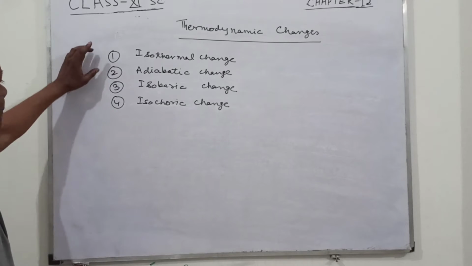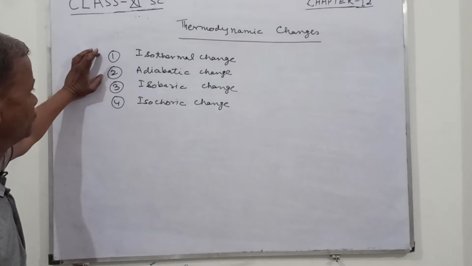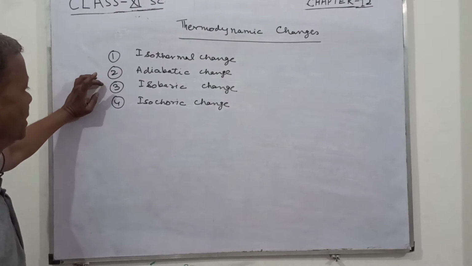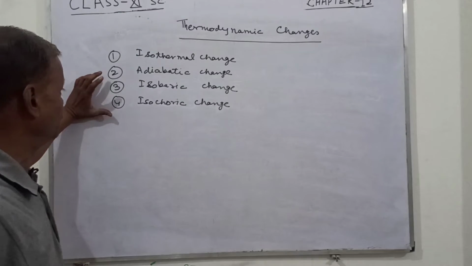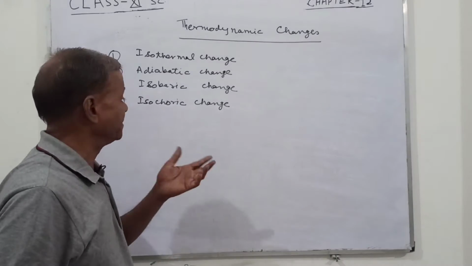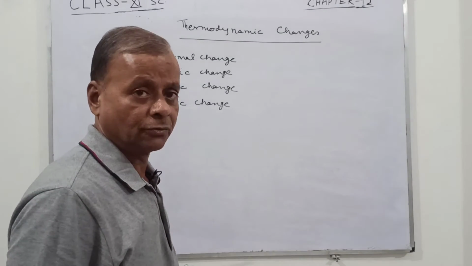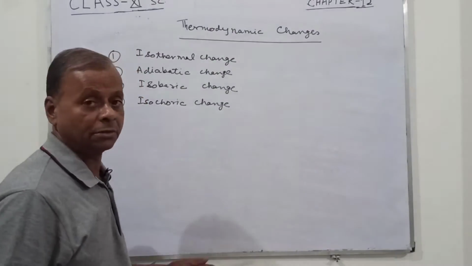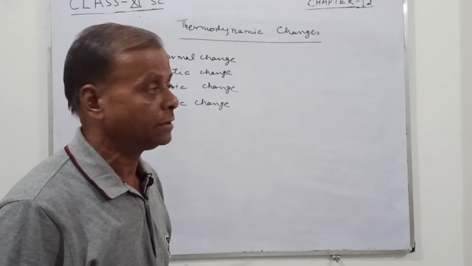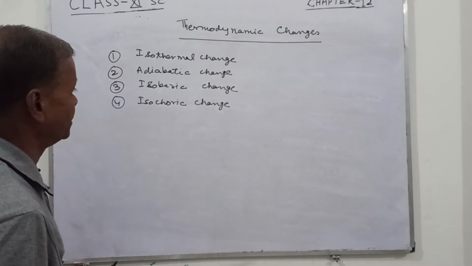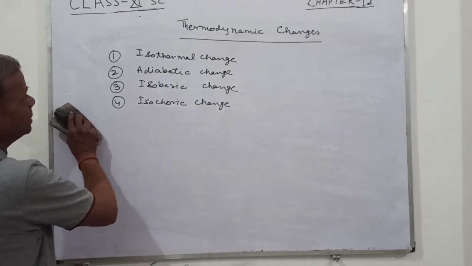These are the four. Basically, we have only the two, the isothermal and the adiabatic. The remaining isobaric and isochoric are the changes which are not to be taken here. So mostly we will take the two processes, isothermal and adiabatic. So first I am taking the isothermal change.